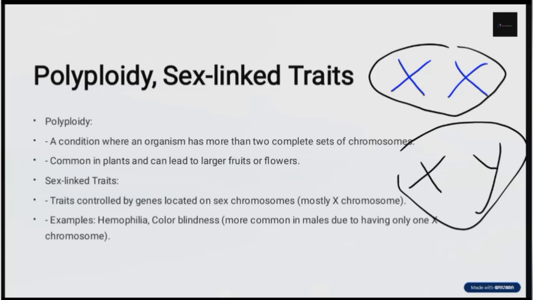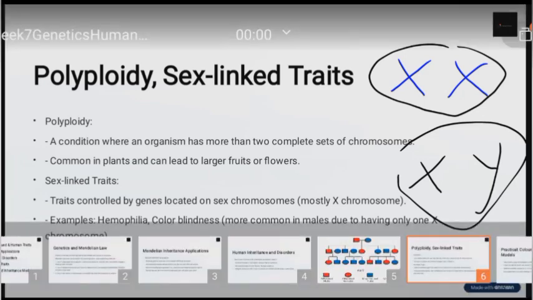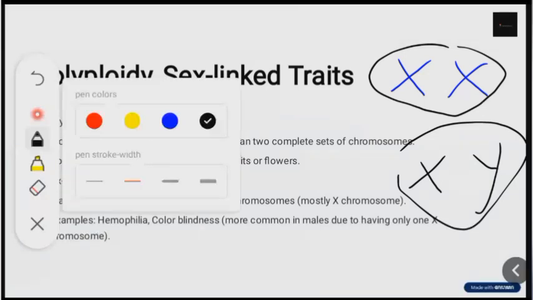Wow. Okay. Let me explain it this way using an example. Let's go with hemophilia. Hemophilia is the inability of the blood to clot. Let's use red to stem blood now.